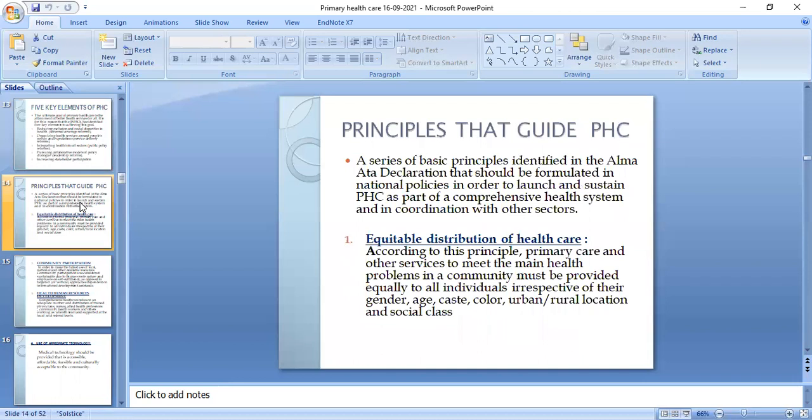The number one principle is equitable distribution of health care. According to this principle, primary care and other services to meet the main health problems in the community must be provided equally to all individuals irrespective of their age, gender, caste, color, urban or rural location, and social classes.